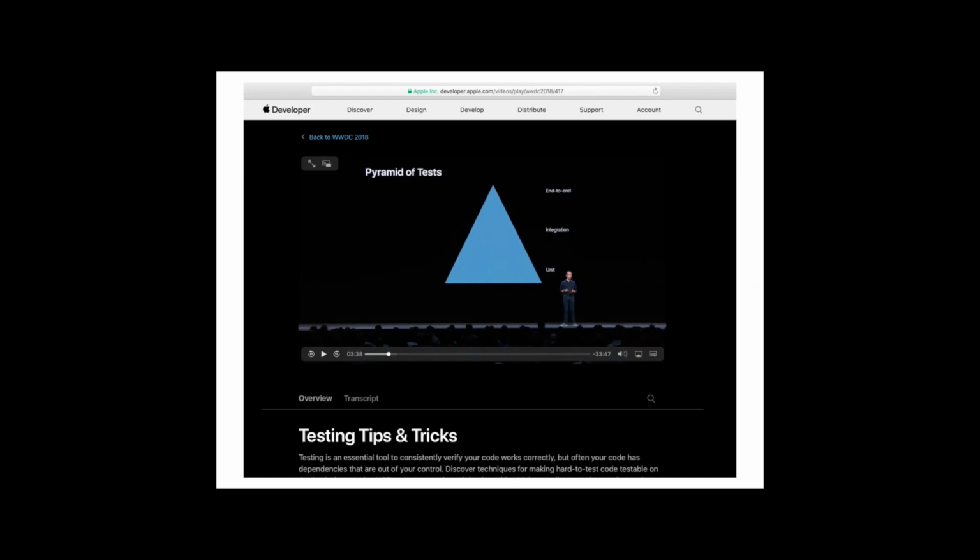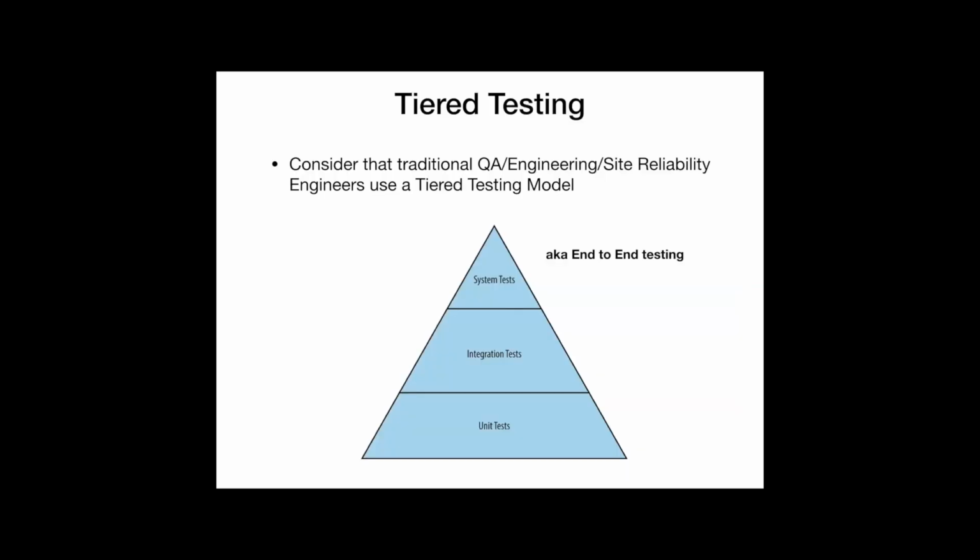So what I really thought was interesting is this way of thinking, right? Traditional QA and engineering and site reliability engineers will be super familiar with this type of thought process. So unit tests at the bottom, integration tests in the middle, and system tests at the top of the pyramid. If you look this up on Google, you'll find tiered testing as a way of handling functional testing. And the real approach that I'm taking to answer this question is from a developer perspective, which hopefully will resonate with our target audience.